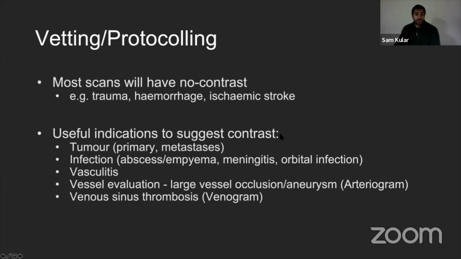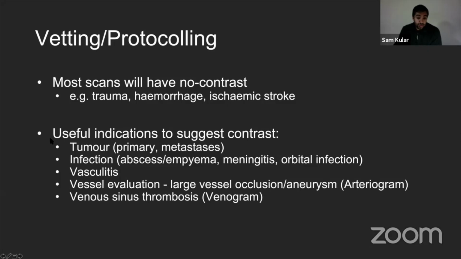So just finishing off towards the end now, so just vetting and protocoling. Most scans we have in CT are non-contrast scans. In most cases of trauma, hemorrhage or stroke, we'll be able to just do without contrast, look for the basic signs. Then we may go on to do MRI for further differentiation, particularly in cases of stroke.